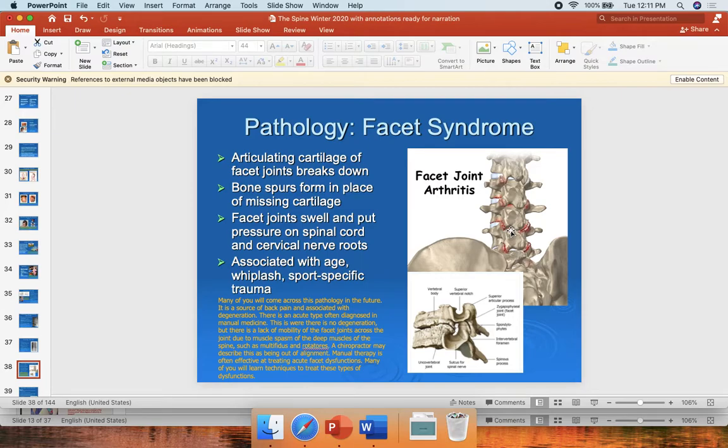Where do they have the most pain? During flexion and extension, during lateral flexion, during rotations. When does it hurt the most? This is a common clinical problem, guys. It's something that you will most likely see as you participate in your clinical medicine, this facet joint syndrome.